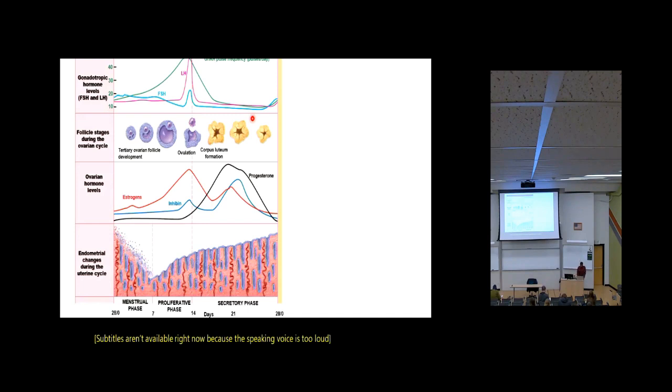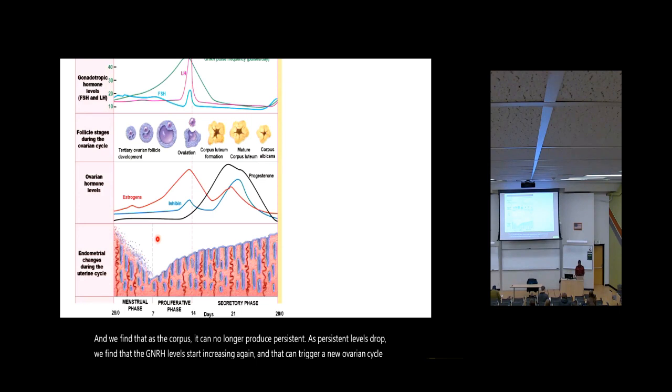Okay, and we find that the corpus luteum does not last forever. It's eventually going to degrade and form the corpus albicans, and as the corpus luteum degrades, it can no longer produce progesterone. As progesterone levels drop, the GnRH levels start increasing again, and that can trigger a new ovarian cycle. So up to this point, I've only talked to you about the first three panels.